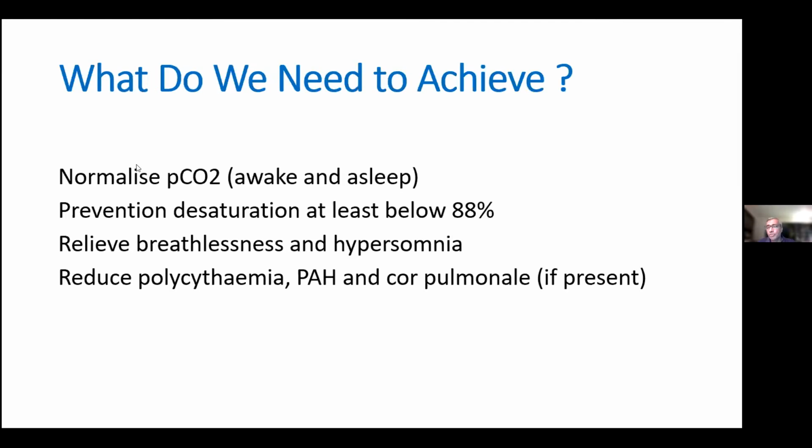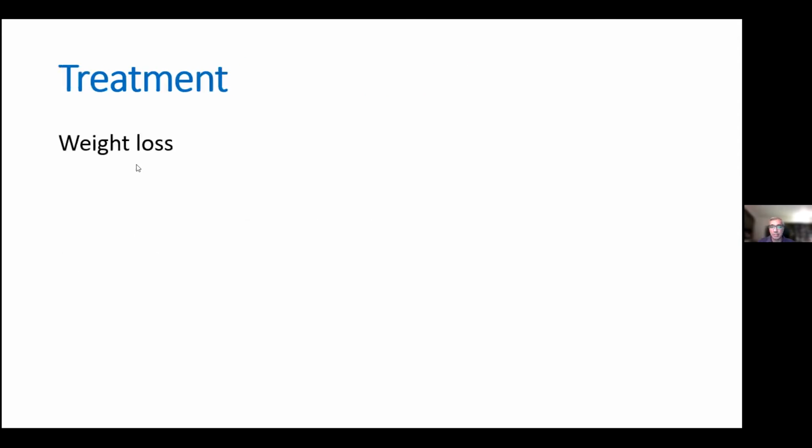What do you need to achieve for them? You need to get their CO2s down, both awake and while asleep, and prevent them from desaturating at least below 88%, because we know anything going below 88% would reflect a PO2 going below 55, which is a critical level at which tissue hypoxia can occur. And so that's where you'd probably want to keep them, relieve their breathlessness and their hypersomnia, and reduce the complications of hypoxia, which are secondary polycythemia, pulmonary hypertension, and cor pulmonale if present.